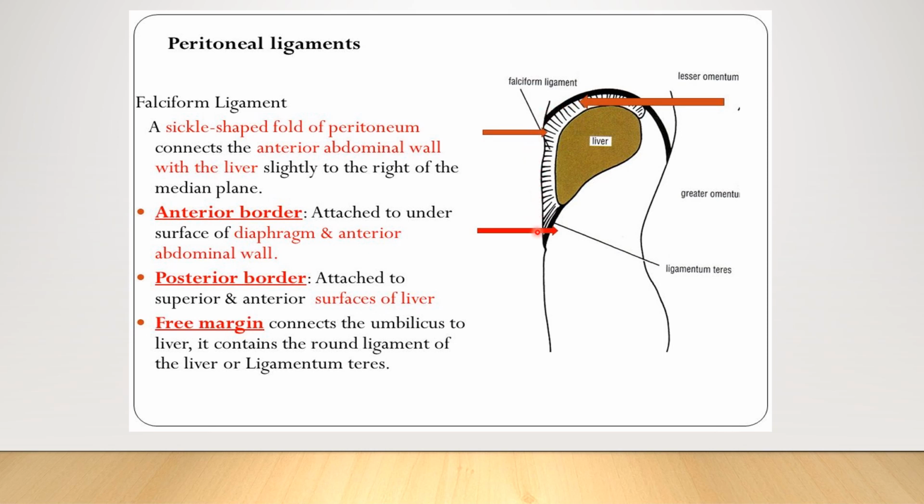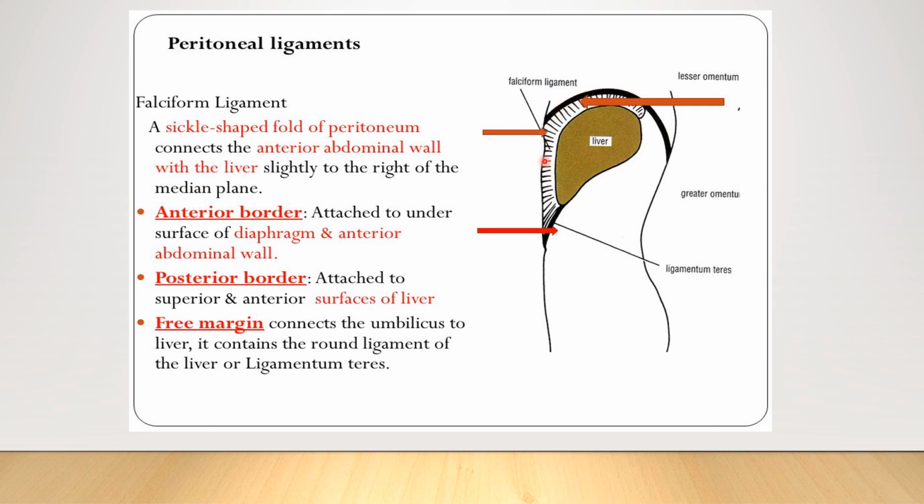So this is the anterior abdominal wall, and this is the liver, and this ligament has an anterior border, a posterior border, and a lower free margin. The anterior border is attached to the undersurface of the diaphragm. You can see this is the anterior border, and it is attached to the undersurface of the diaphragm as well as the anterior abdominal wall.